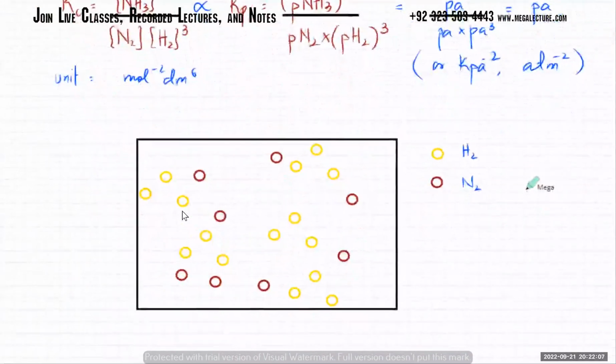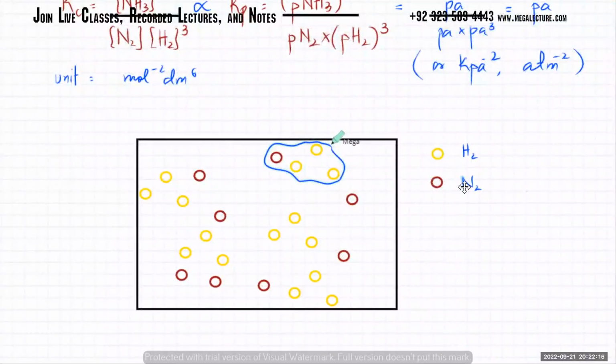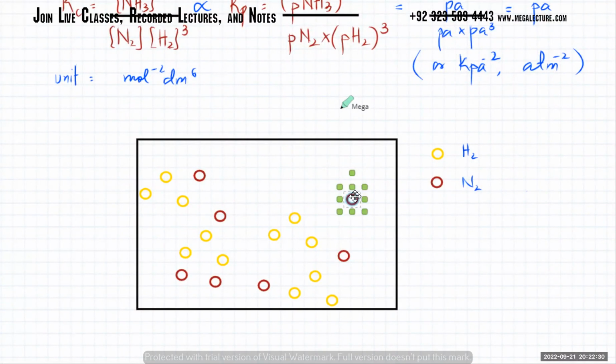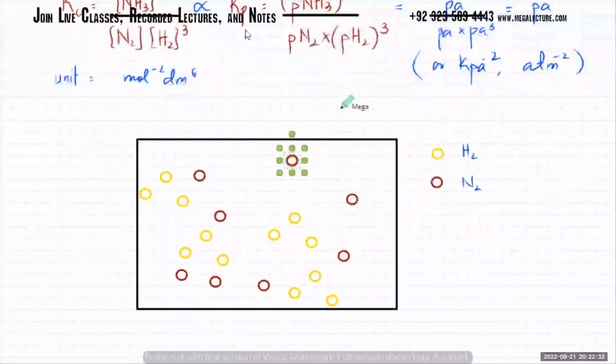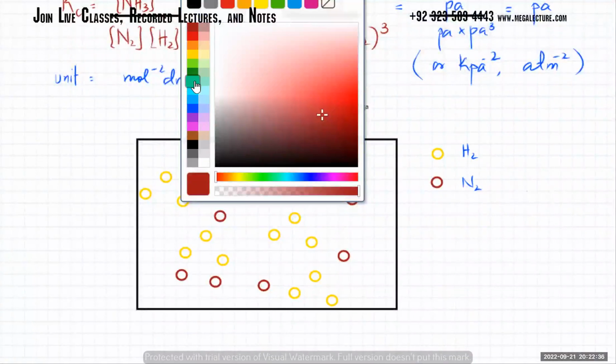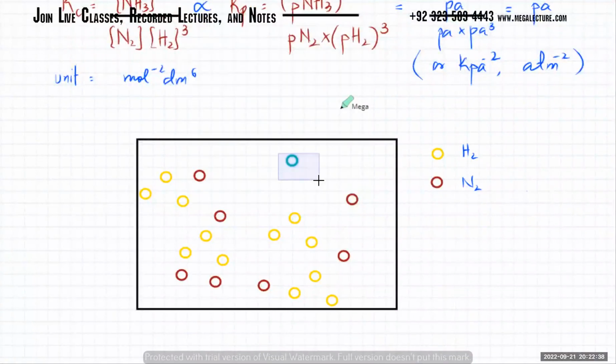So what's going to happen is that this 1 N2 will combine with 3 H2 molecules, and they're going to produce 2 NH3 molecules. Old bonds are broken, new bonds are formed, and 2 molecules of NH3 get produced. Let's say NH3 is green in color. Just 2 molecules of NH3 get produced, and there's another one. Is that clear? So the quantity of NH3 is increasing, right?